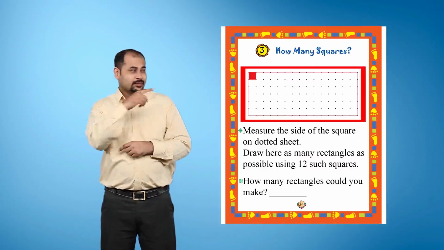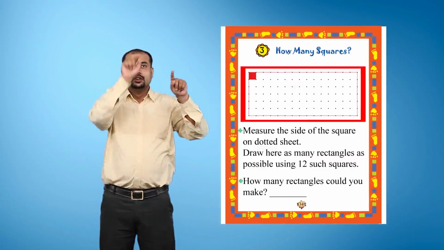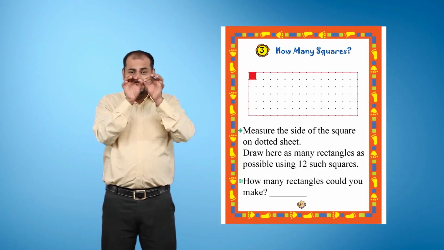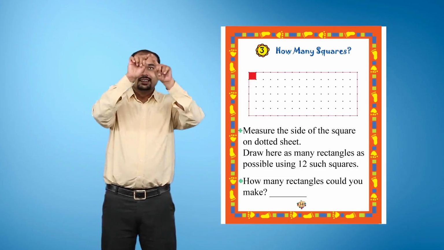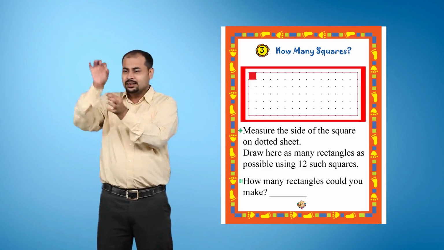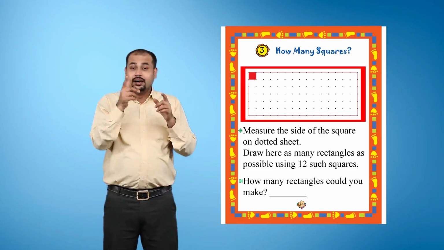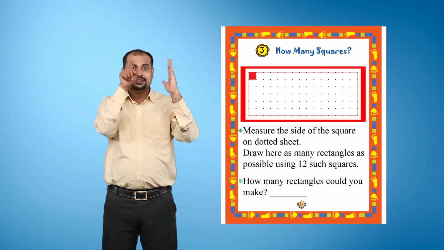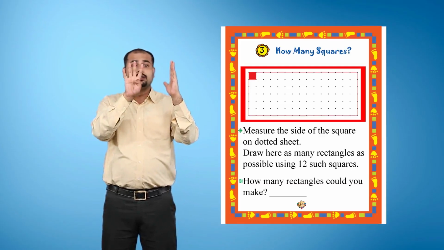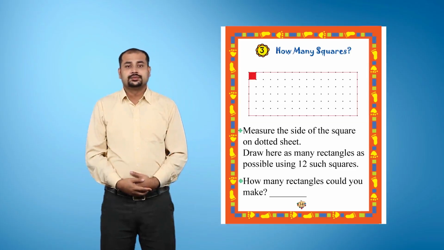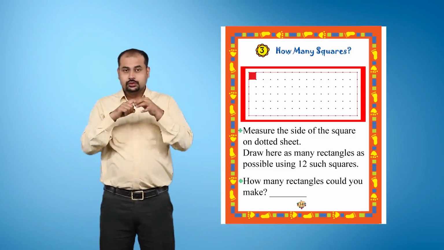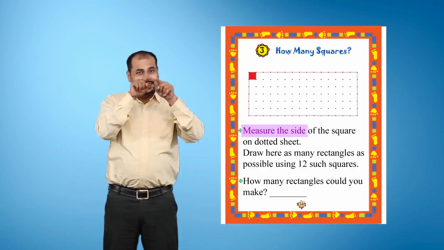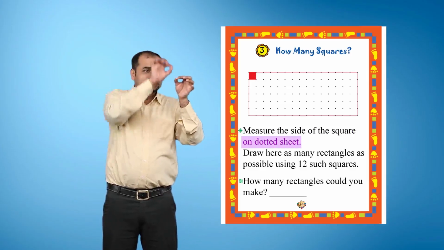On the page we have a picture with many dots. A rectangular boundary is created by joining the outermost dots, and within the dots, to the left corner of the top edge, we see a red square created by joining the 4 dots. Below the figure we have some questions. Measure the side of the red square on the dotted sheet.